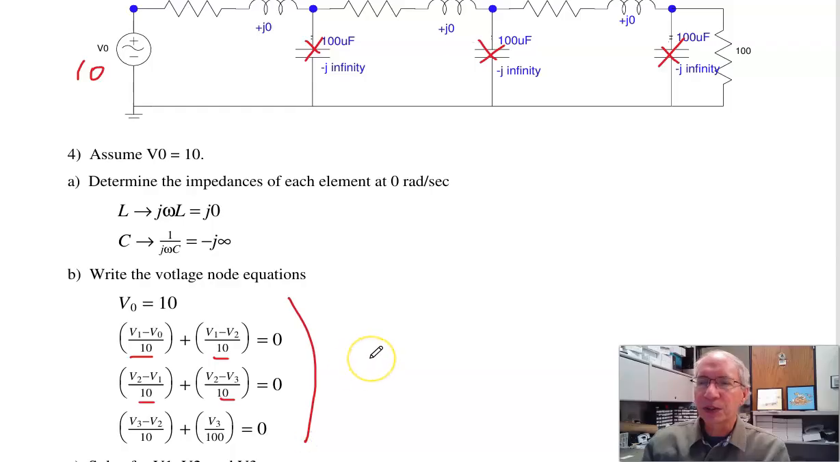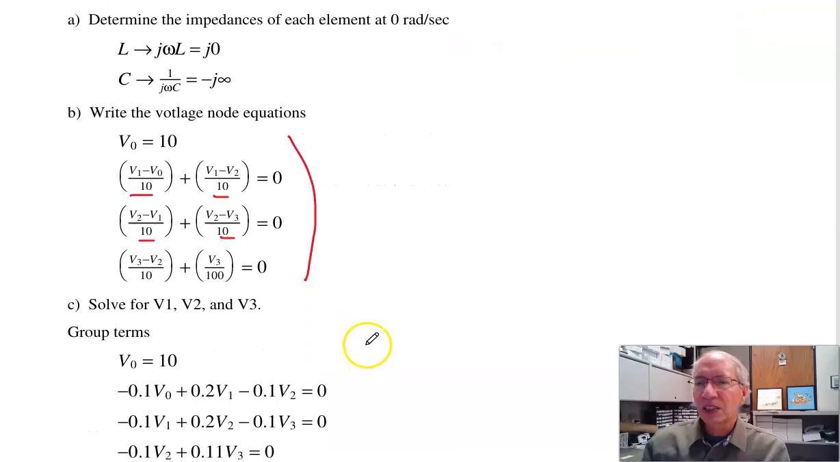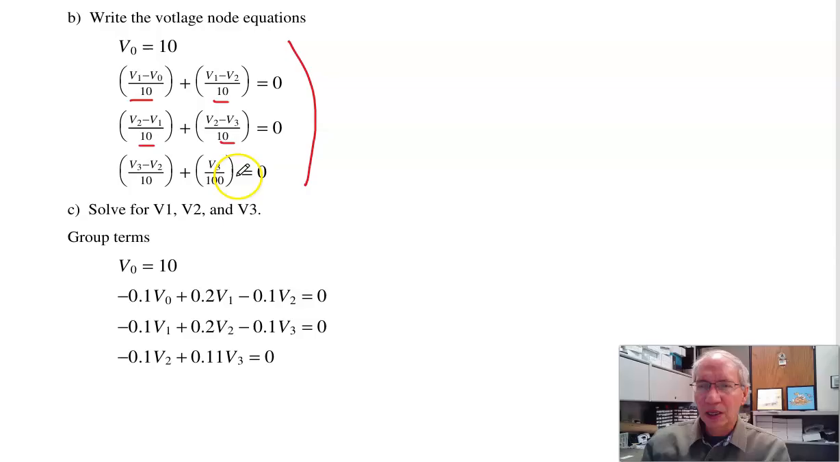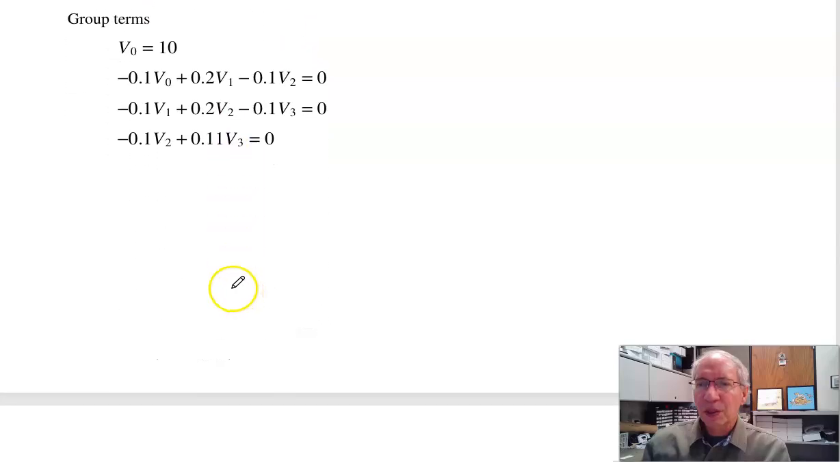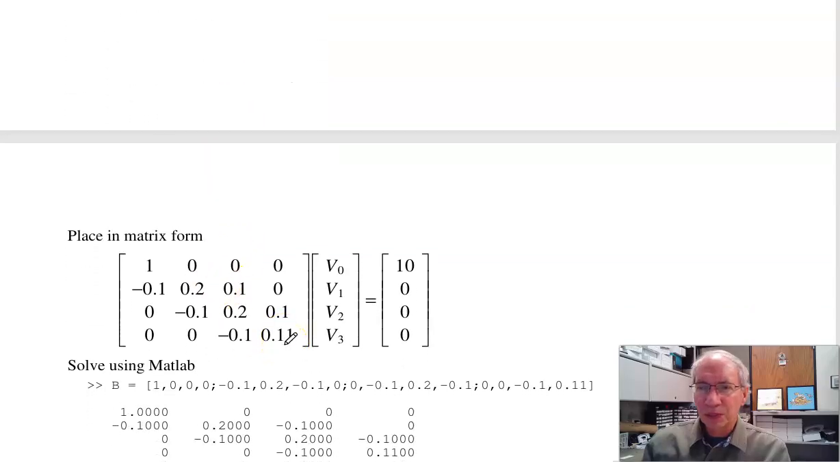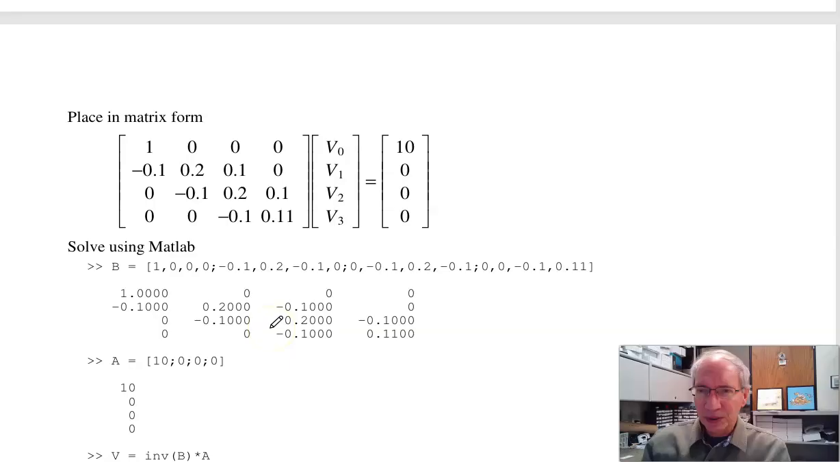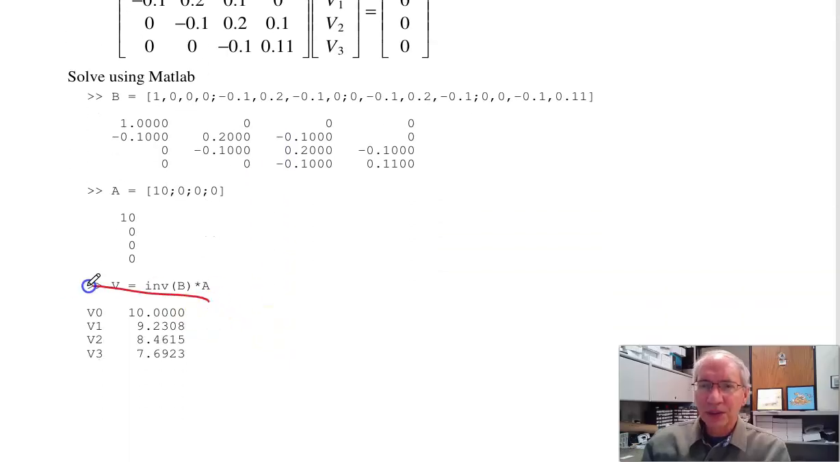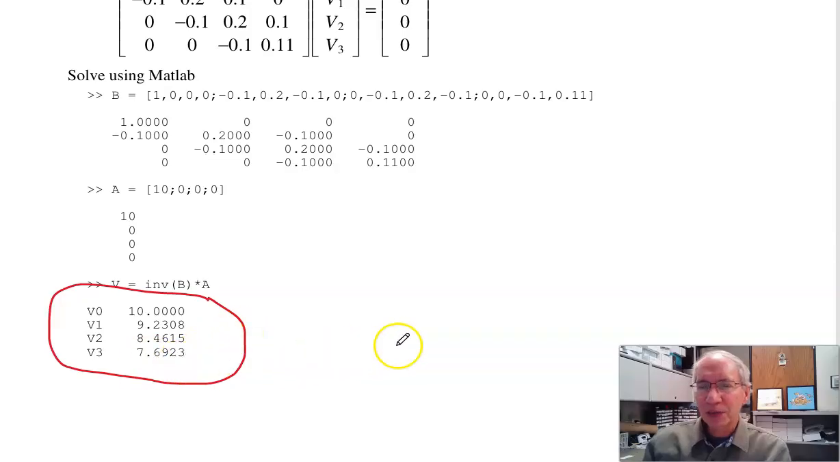4 equations, 4 unknowns. To solve, group the terms, put it in matrix form, throw that in Matlab, solve. Okay, we've kind of beat n equations and n unknowns to death over and over again. Those are your voltages. If I go into Circuit Lab, I get the same answer.